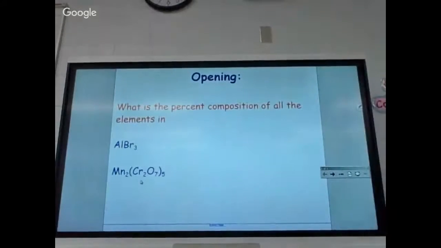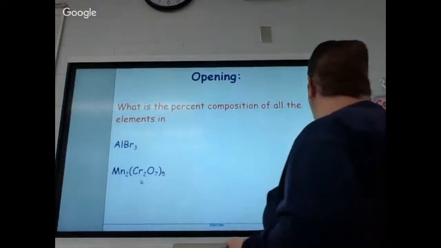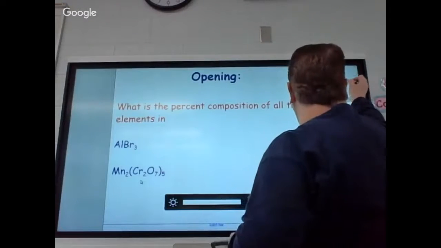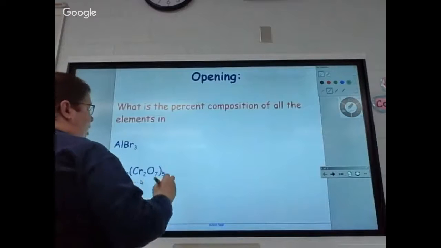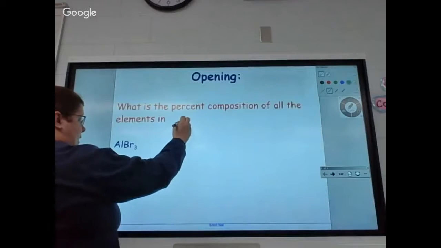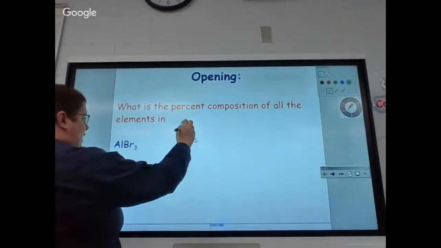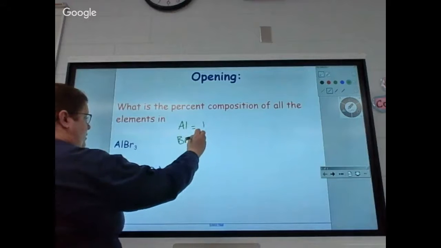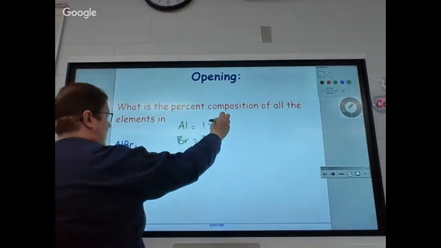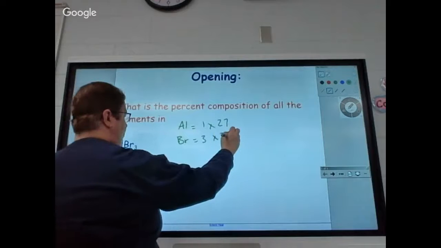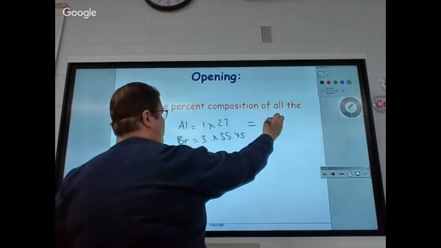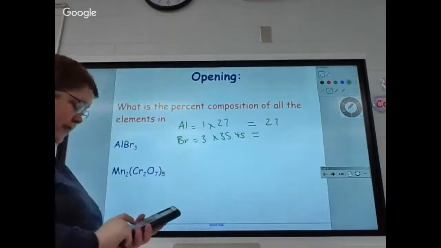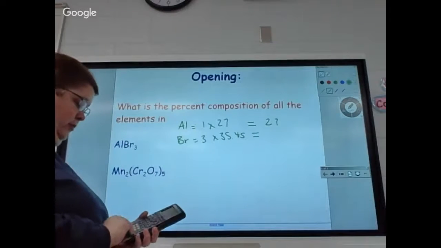Tuesday, Thursday, you guys will have a quiz and this will be on it, okay? So on your quiz Thursday, you got to be able to work these along with the two kinds of problems we're doing today. So for AlBr3, did you find the mass? How many Als do we have? How many Brs? So times 27 times 35.45. And that one you can round to 0.5 if you want to, but that one needs to stay a half at least. Don't round that one to a whole number.